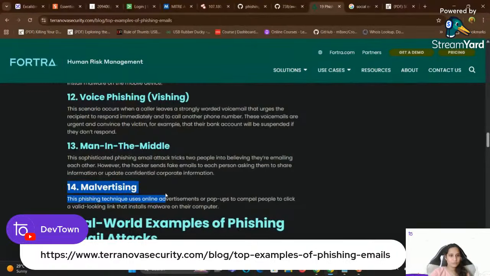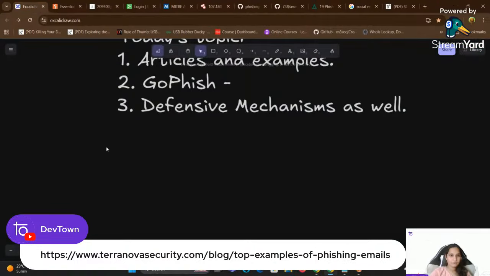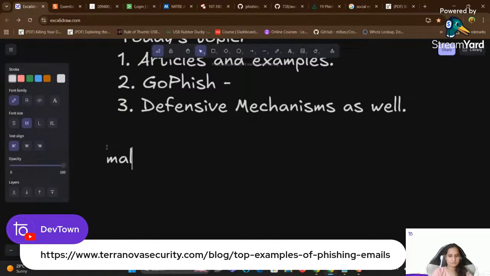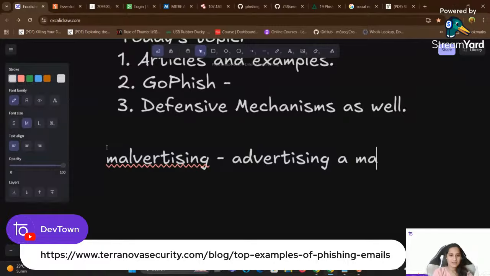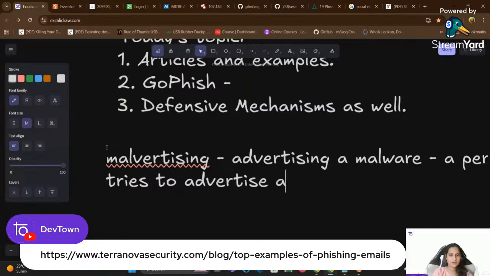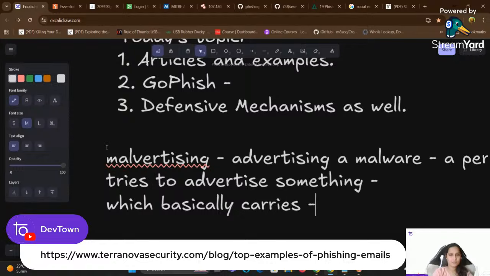Here you can see malvertising. What is malvertising, guys? Let me explain with an example. Malvertising basically means advertising a malware. That means a person tries to advertise something which carries a malware inside of it.